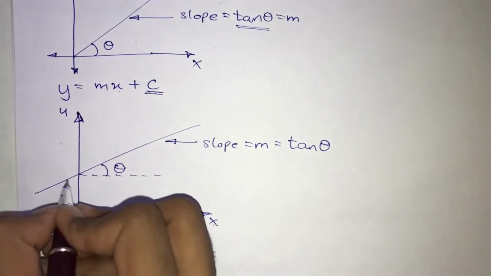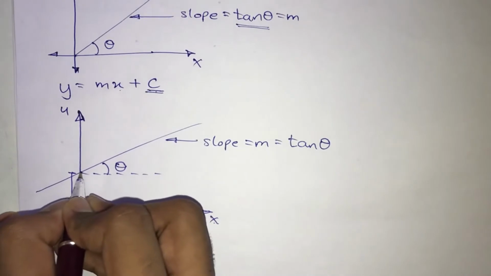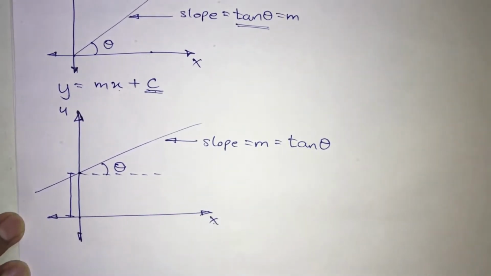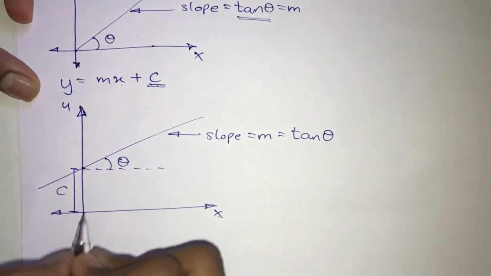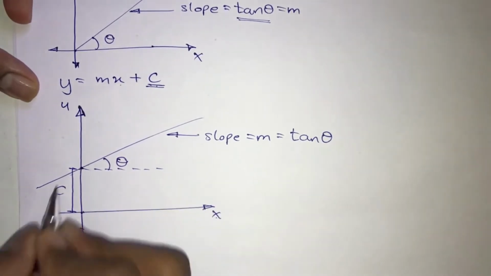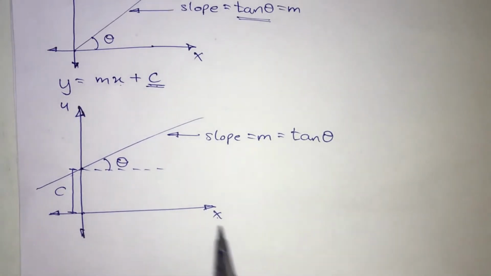This c is nothing but the distance of the intercept made with the y-axis from the origin. In simple words, this c is the distance from the origin to the intercept made. I hope you can pretty much see this with the help of the diagram. So I hope these small concepts are clear for you all.